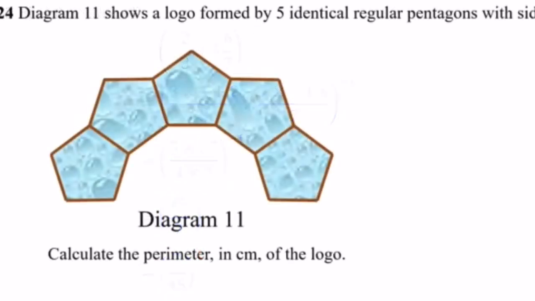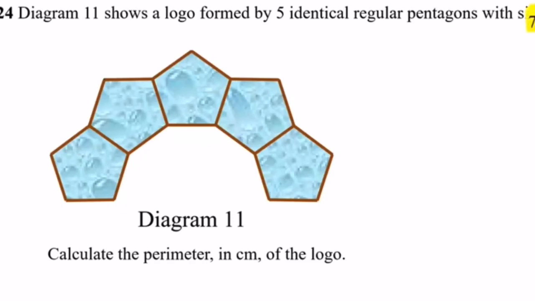Diagram 11 shows a logo formed by 5 identical regular pentagons with side 7 cm. Calculate the perimeter in centimeter of the logo. Now let's focus on the side of the pentagons. The keyword is regular pentagons, which means all the sides are the same, isn't it? So now we need to find the perimeter in centimeter of the logo.